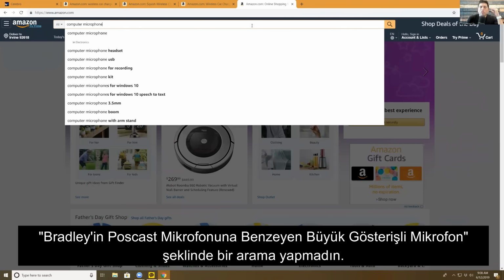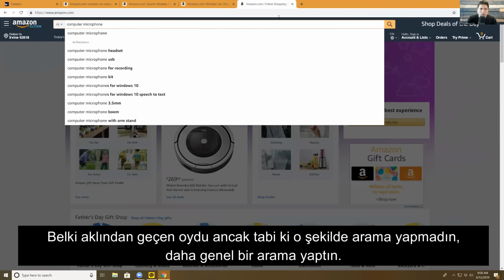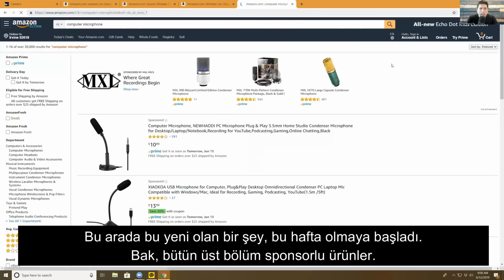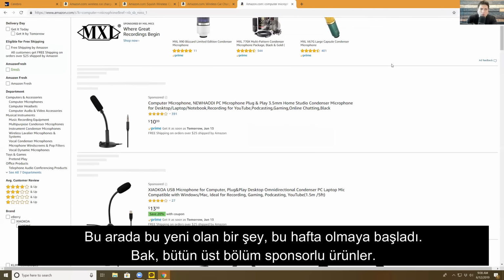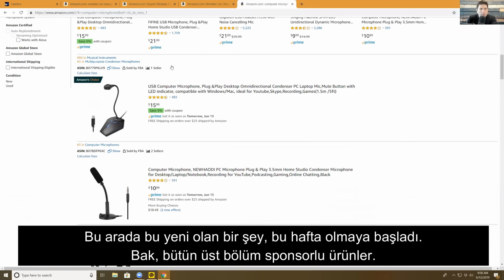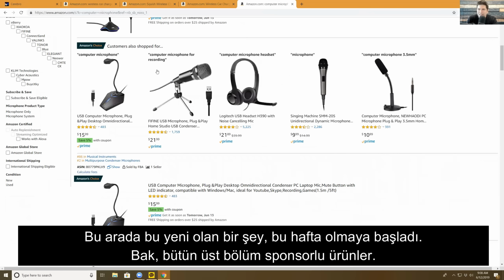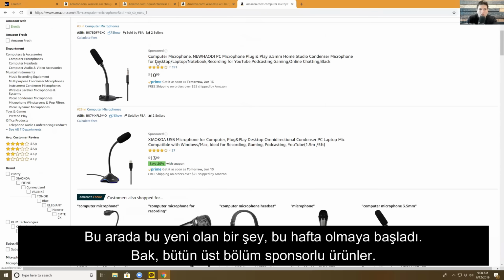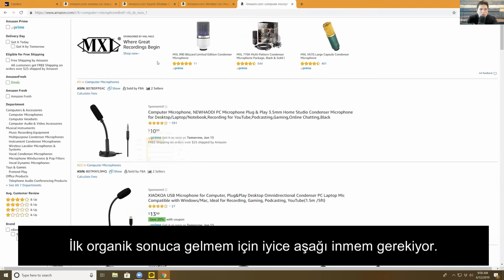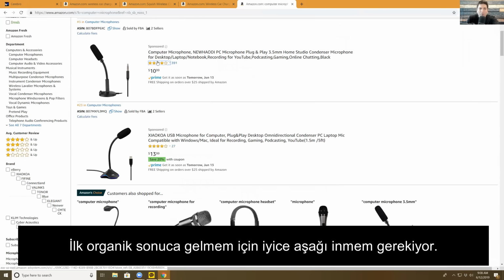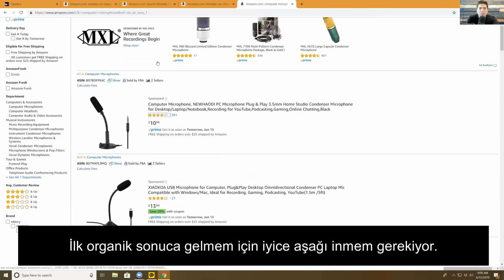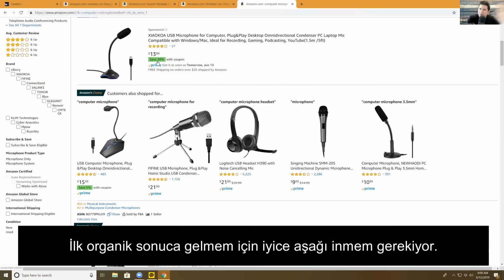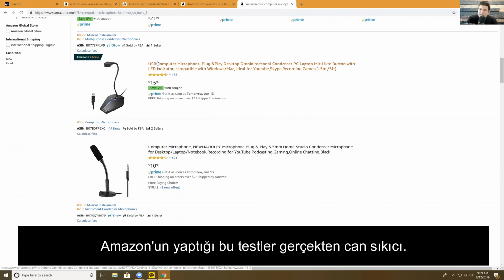computer microphone. Now, you don't search for a big fancy microphone that looks like Bradley's podcast microphone. Maybe that's what you're thinking, but of course you're not going to search for that. You're just going to search for a general term. By the way, this is so annoying. This is a new Amazon test that is happening this week. They're taking up almost the whole top. Look, I have 0 organic results. I have to scroll almost 2 pages just to get to the first organic result. Anyway, that's a side thing. That's so annoying, all of the tests that Amazon does.